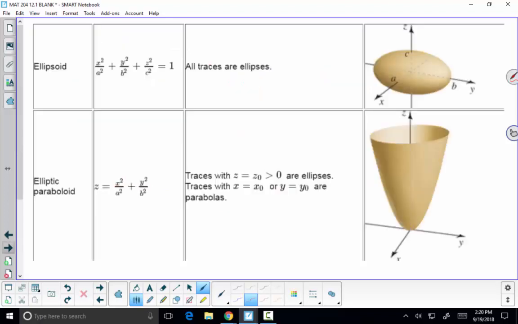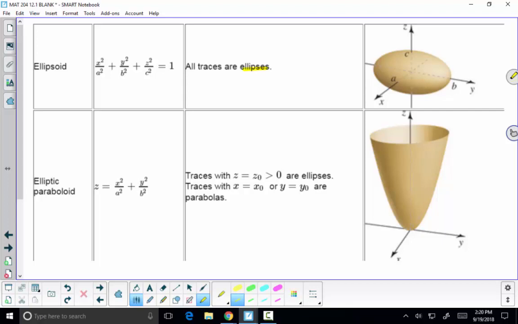Okay, so let's take a look at our 6 quadric surfaces and talk about the traces for each. The first one is an ellipsoid. Can you see that all the traces are ellipses? When we say ellipse, a circle is an ellipse also. Most of the time for an ellipse you have it oblong, but in one direction it is a circle. In this case, it looks like there's a circle in the XZ plane.